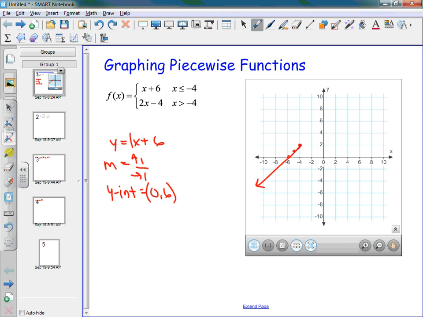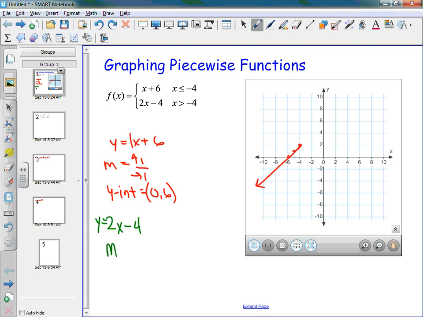The arrow is pointing to the left, so it has to be less. Okay, we understand the red equation right now, and the graph of the red equation, and why I have started it at negative 4 and it's going down, right? Okay, the next one I'm going to do is the 2x minus 4.